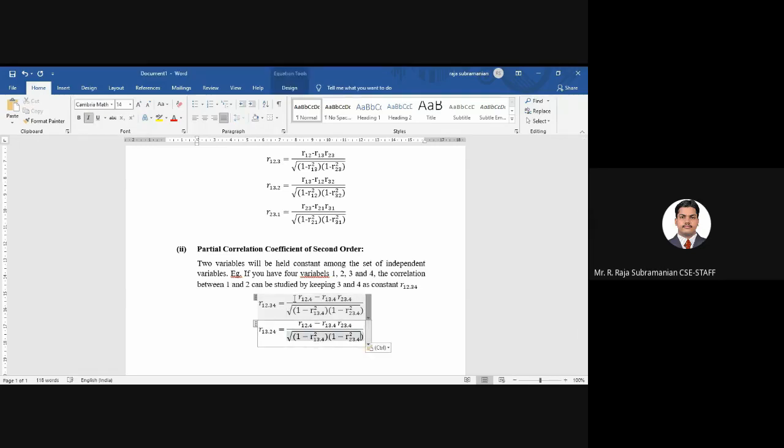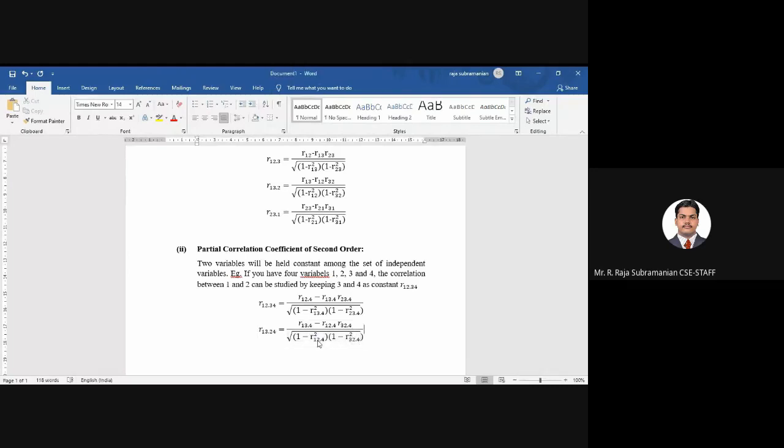Yes, sir. So it will be like Narasimha said, it is R13.4, that is the final constant on 3.4, minus R12.4 into R32.4. Here also the same thing will come down, that is R12.4 into R32.4. 32 and 23 are same, just for understanding we are writing it again 32.4.